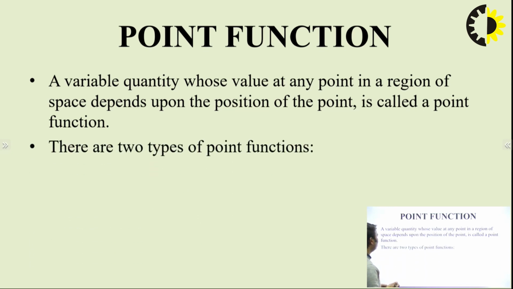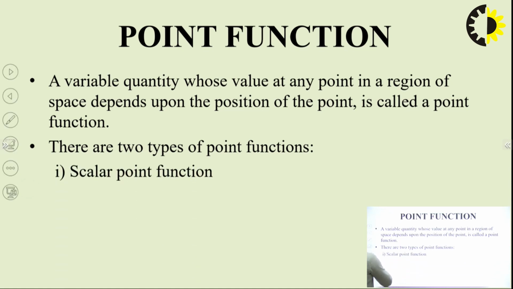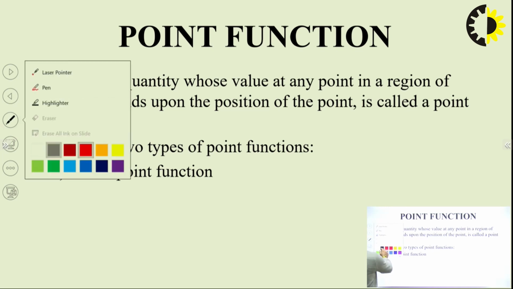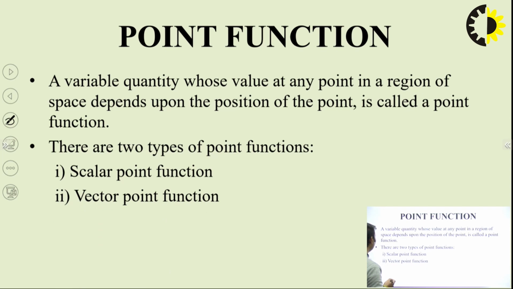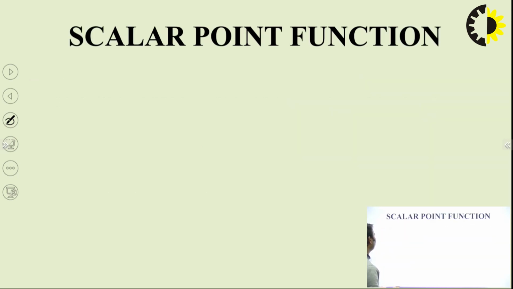There are basically two types of point function. Number one is the scalar point function, and second is the vector point function. Stokes theorem basically works on the vector point function, but it can also be applicable to the scalar point function. So remember, when we talk about a point function, it depends upon the scalar function or the vector function.